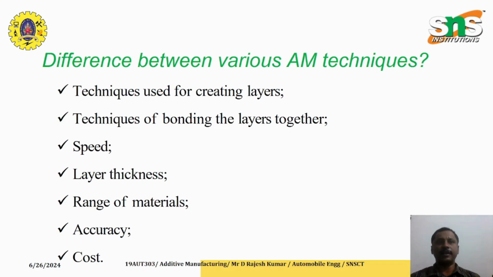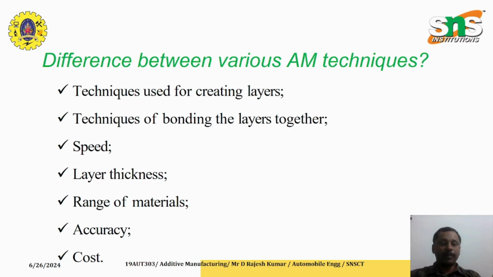Next is the speed, so the nozzle speed. The print head speed is also one of the factors. So that is also one of the differences between the different AM techniques. Then is the layer thickness. Layer thickness means what is the layer thickness? 1 mm, 2 mm or 5 mm. According to the process, it may be varied.